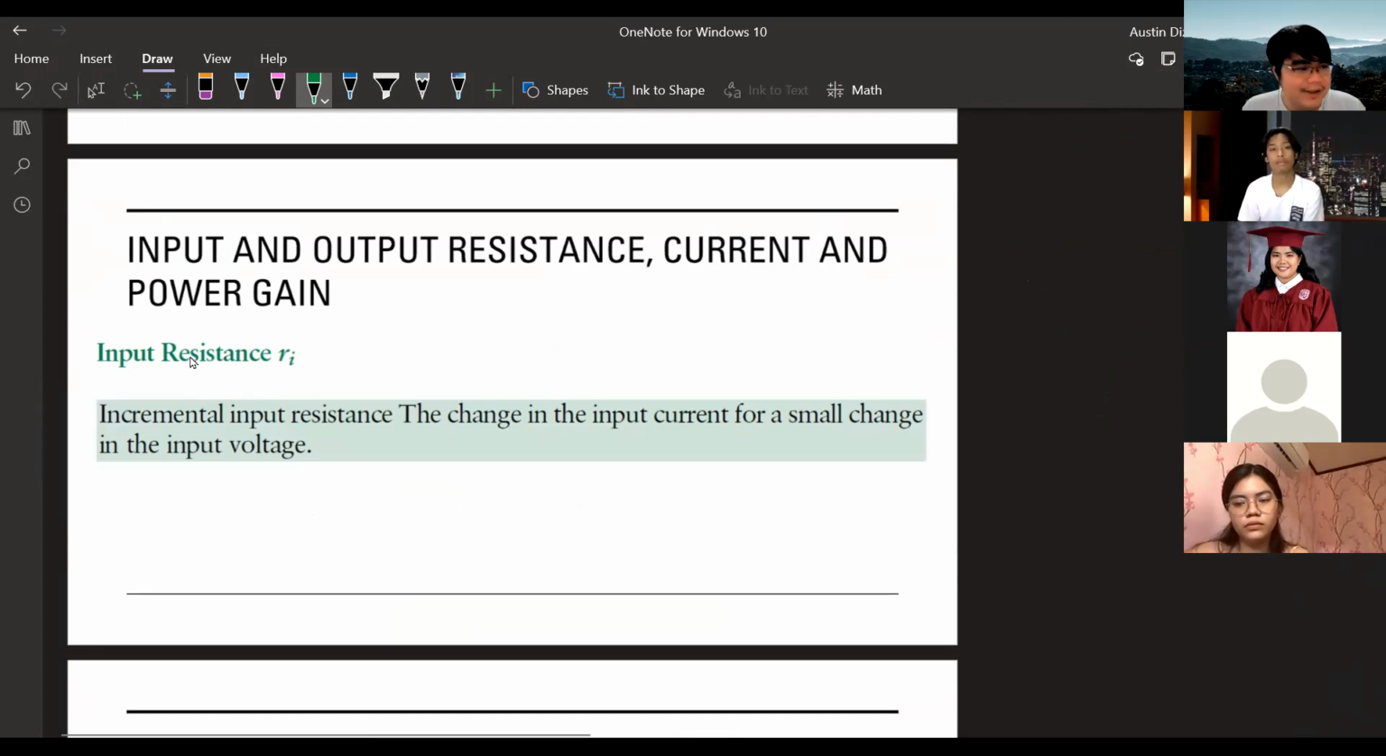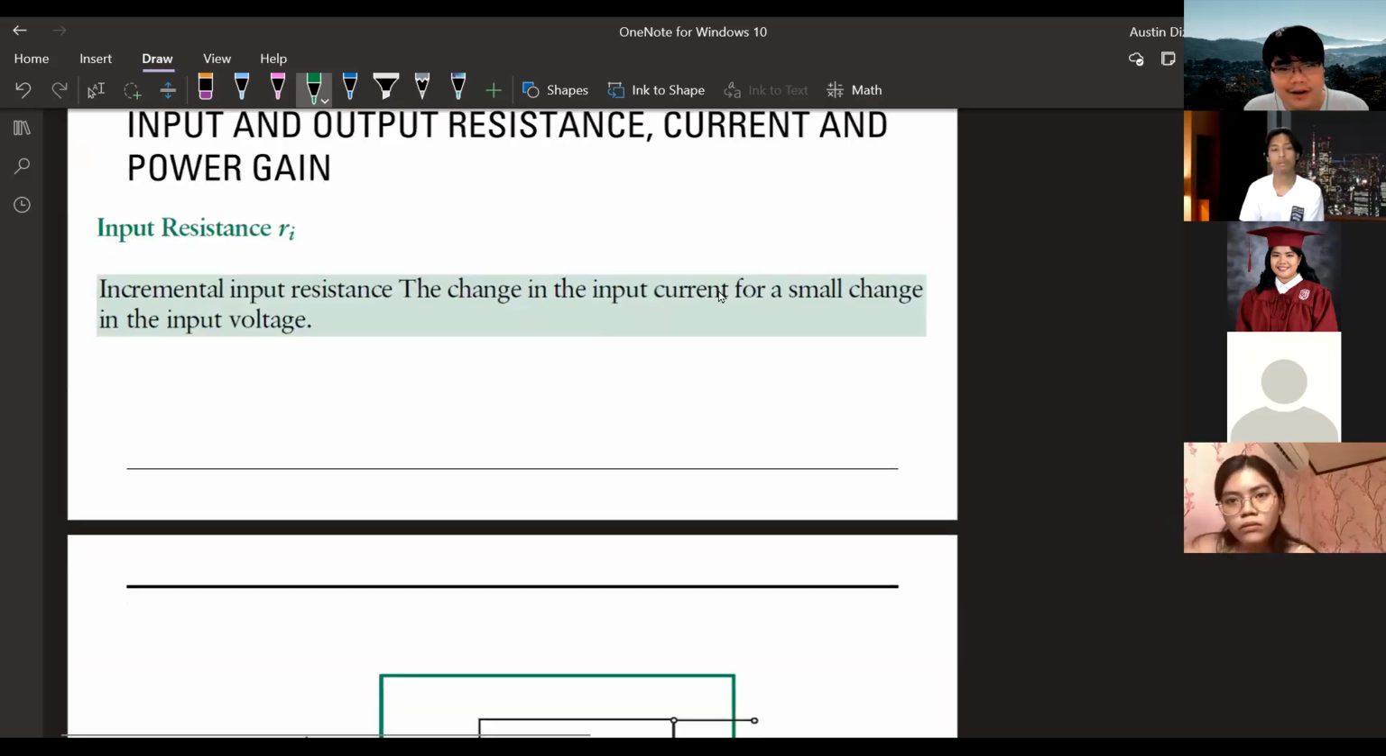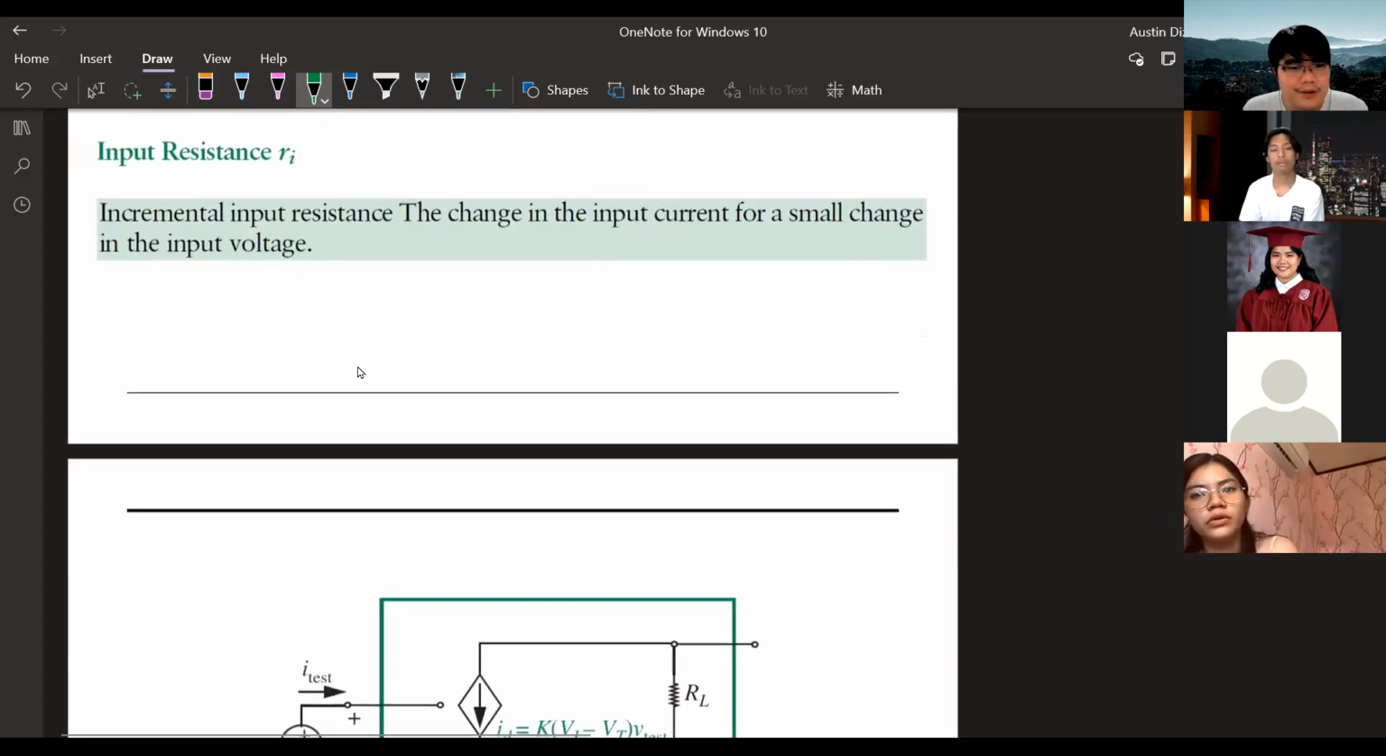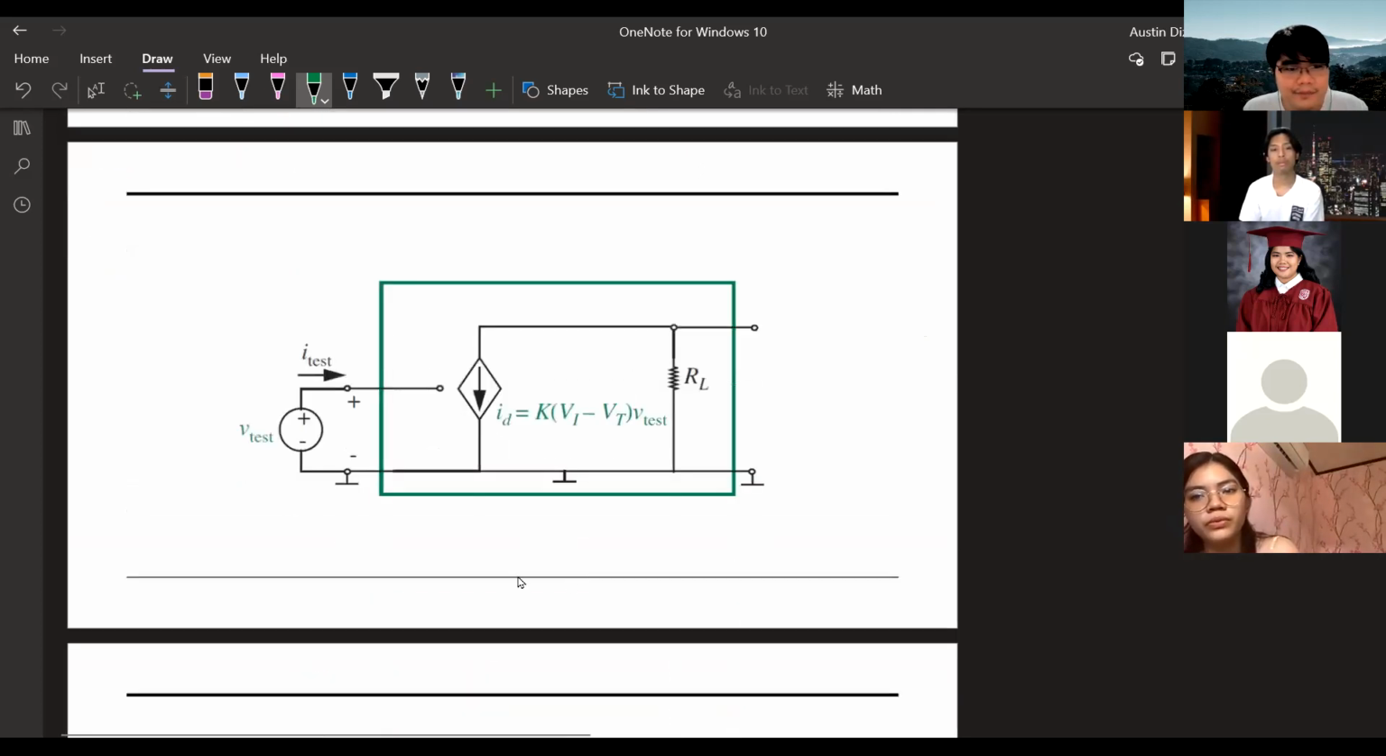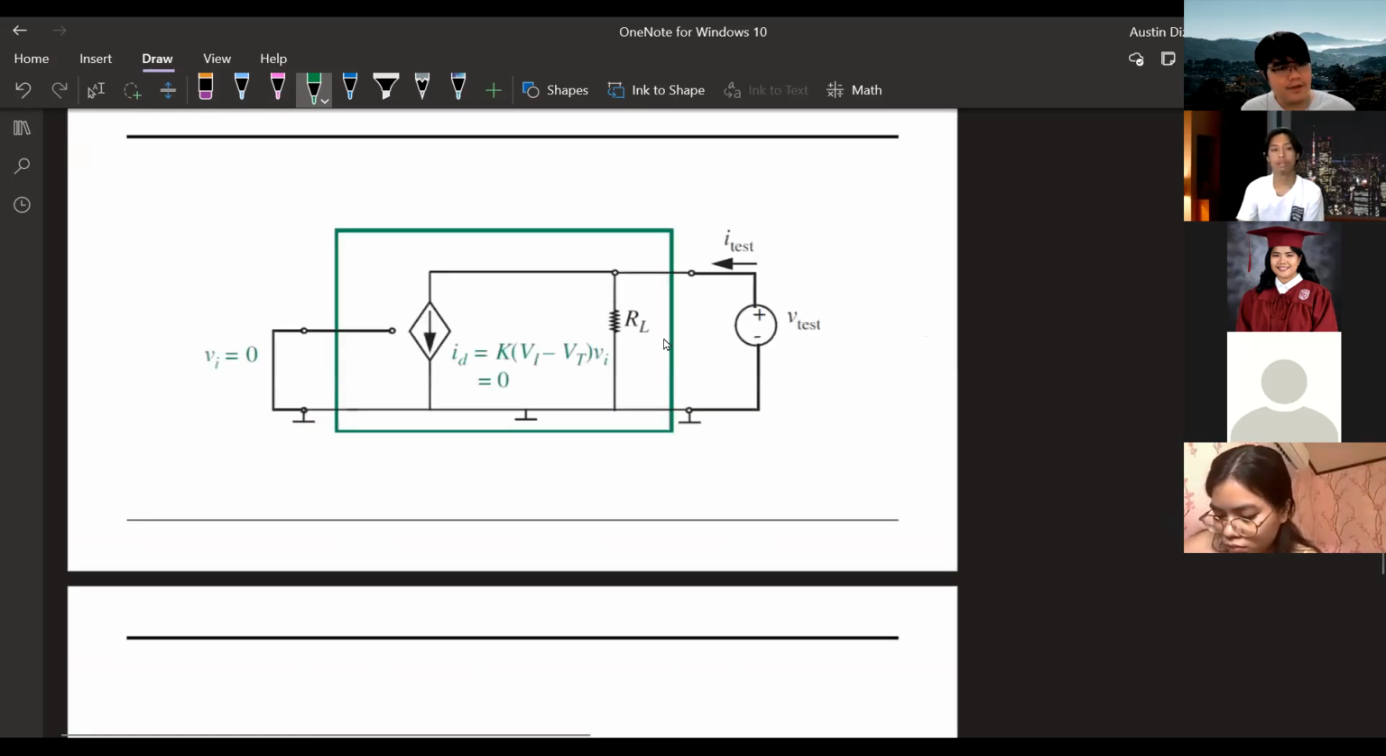Okay, input resistance, Ri, is the incremental. So, siya yung incremental input resistance. The change in the input current for a small change in the output voltage. Okay, so kunwari dito sa circuit na ito, let's analyze this. Sorry.